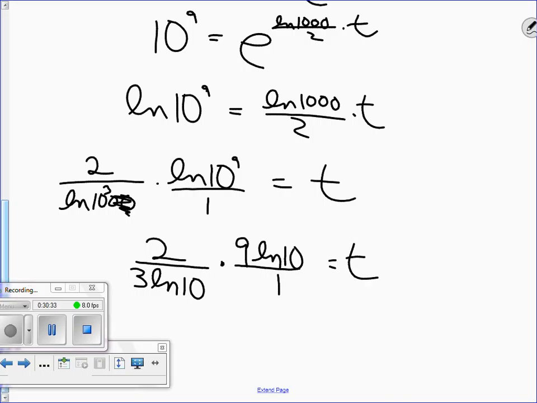Oh, you did it on the calculator? It is 6. Because now you can cancel. So you have 18 over 3, or you have 6. And kids, in 6 days, you're going to have 10 to the 11th bacteria.